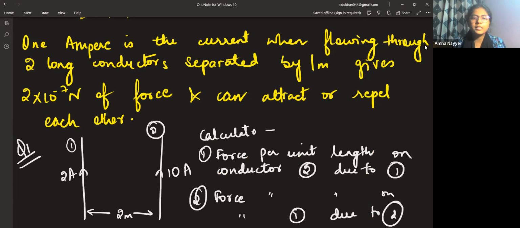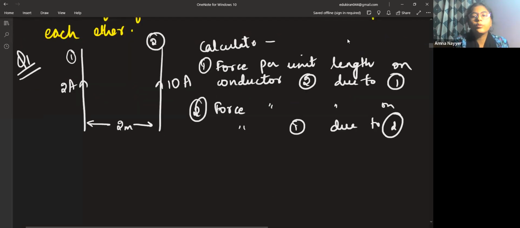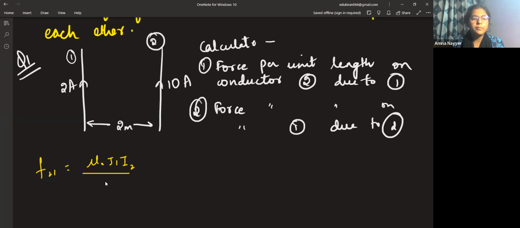Look at this question. You have to calculate force per unit length. So per unit length is already included, right? So length is not needed. So we'll be using the formula mu naught I1 I2. F21 will be mu naught I1 I2 divided by 2 pi d.